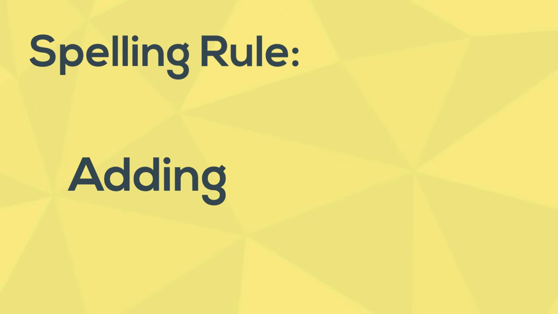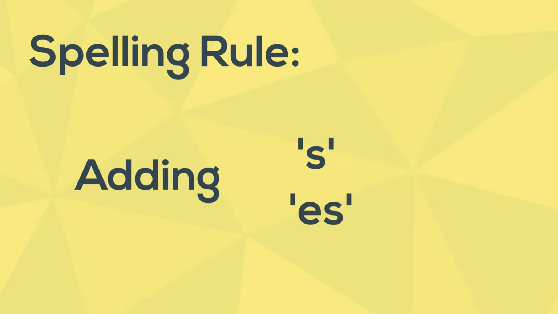Spelling rule: adding S and adding ES. Generally, when we want to write the plural form of a noun, for example, cat, or if we want to write the present tense of verbs like sit, we just add an S. Sometimes, however, we need to add an ES. Let's look at when we need to apply this rule.